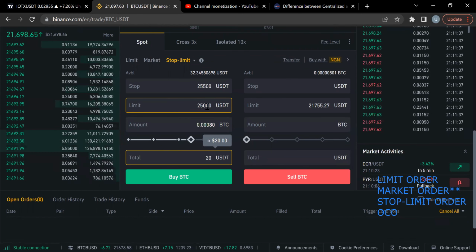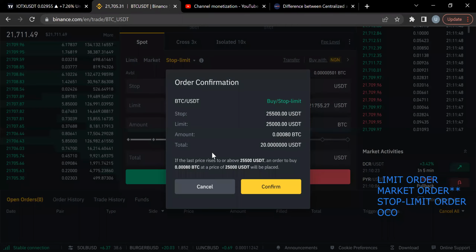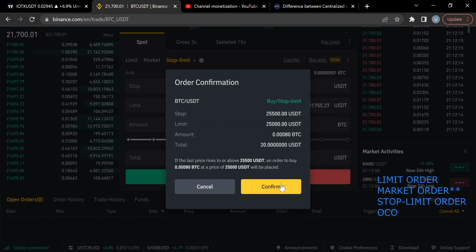So it's going to be this. This is the price you are going to buy at, right? But it will first go up to 25,500 before this gets activated. I can place a buy. See, it's trying to explain it to you. Stop 25,500, limit 25,000, amount of Bitcoin 0.0008, total 20 USDT. Now, this is the explanation. If the last price rises to or above 25,500, an order to buy 0.00080 at a price of 25,000 will be placed. I hope this is clear. This explanation is just straightforward, right?